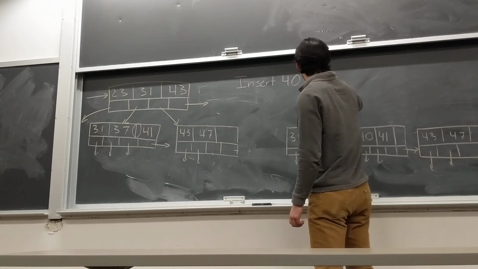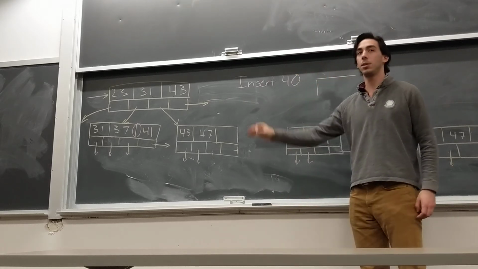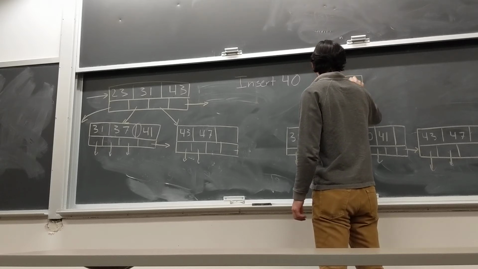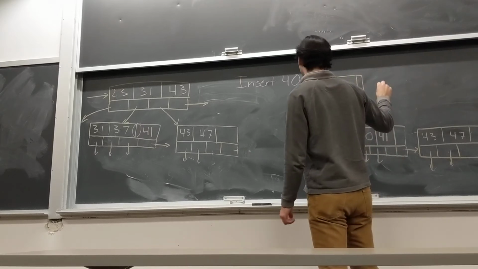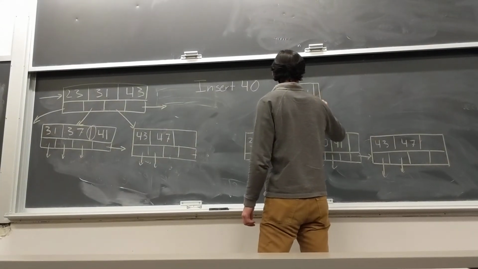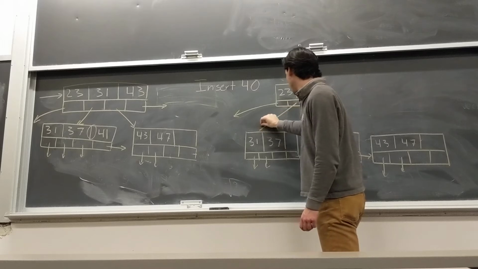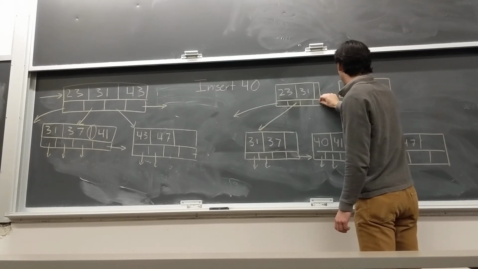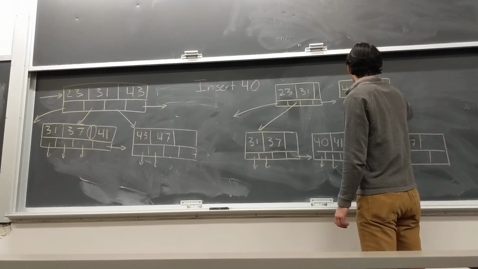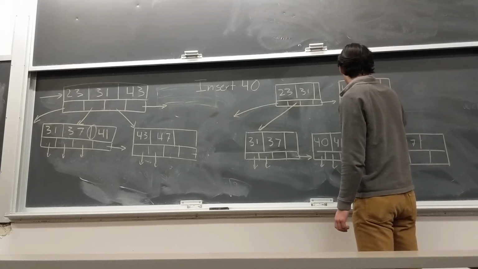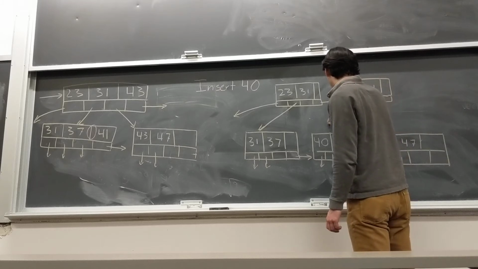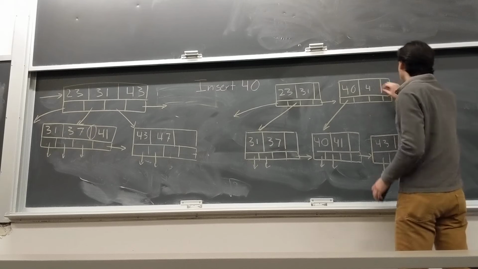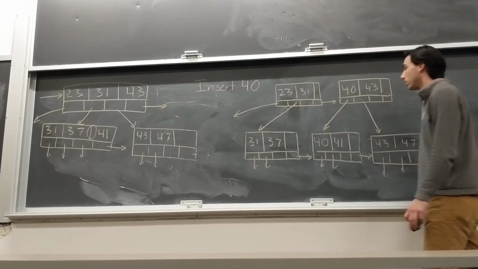So then we go into this and we say there isn't enough room to insert a new element into this node. So we write 23, 31, and an empty slot. 23 points somewhere over here. 31 points to this. And that's free for now. This points over here. 40, 41. Sorry, 40. And now everything's pointed to.